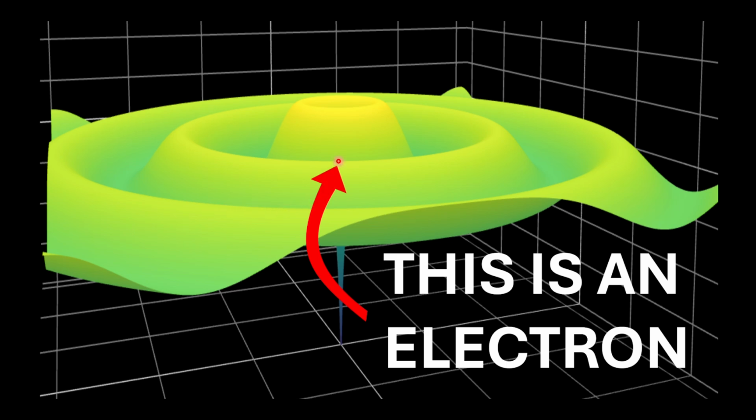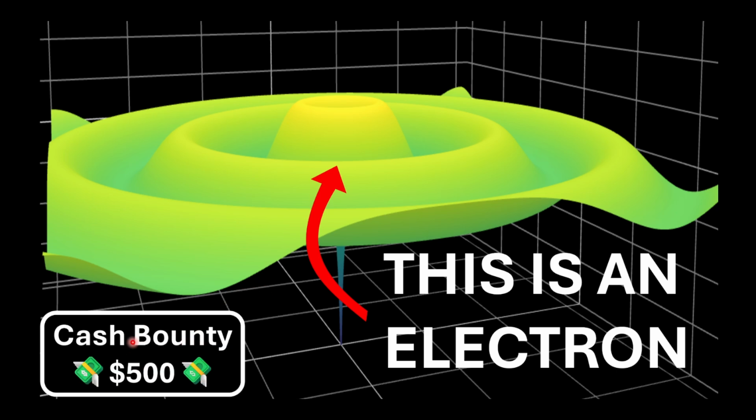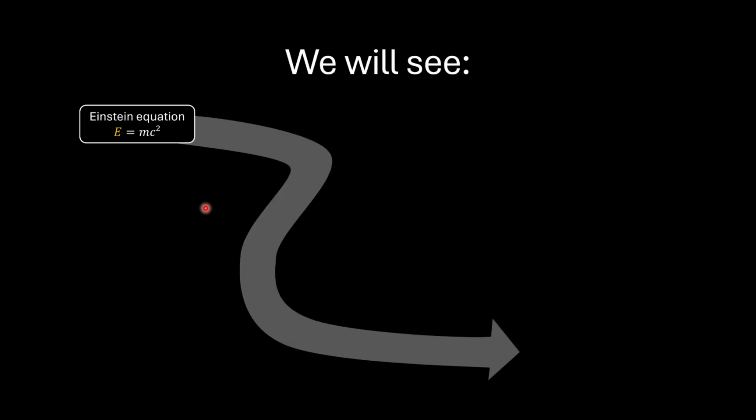This is an electron and its wave structure. I will show in this video where it comes from and what the equations are. And I will put $500 of my own money as a cash bounty. We will start from the Einstein equation and construct an electron made of light.